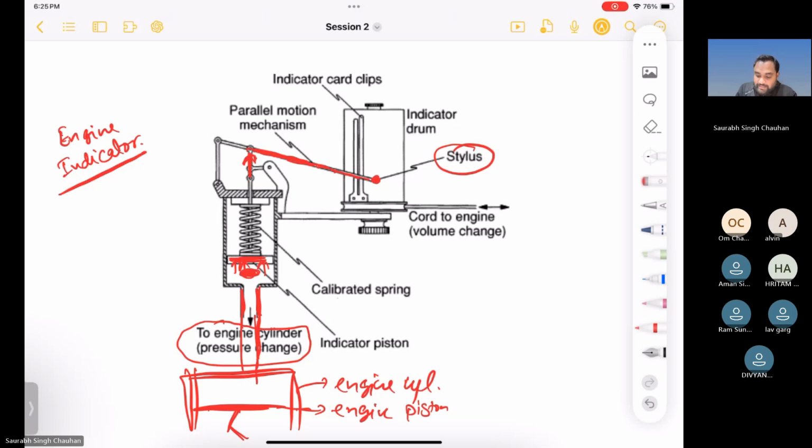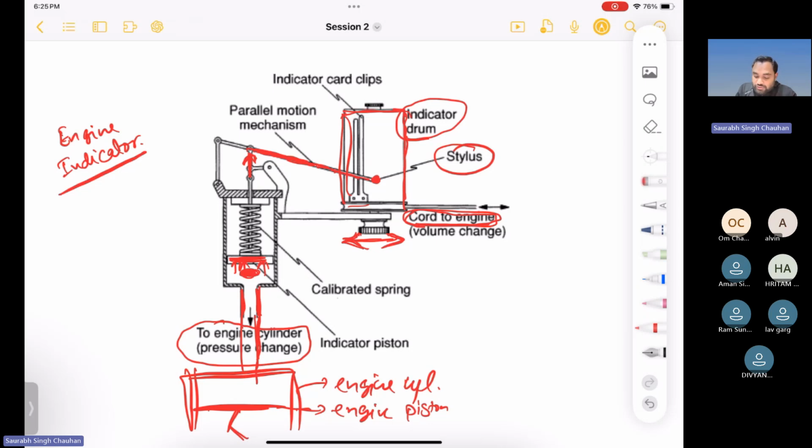And there is one more mechanism here. This is your paper, just one paper. Here they are calling it the indicator drum. So here you will have some paper, and there is a cord to the engine. Why this cord to the engine? This is for movement in this direction. As the piston goes upward or downward, according to that, this will move.